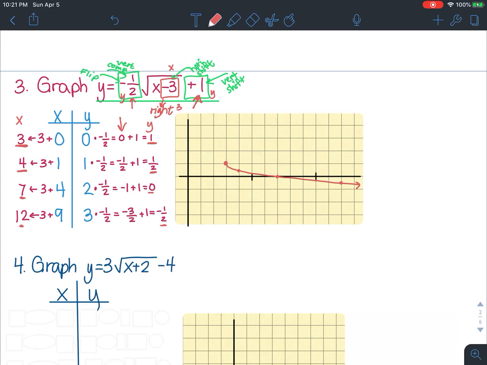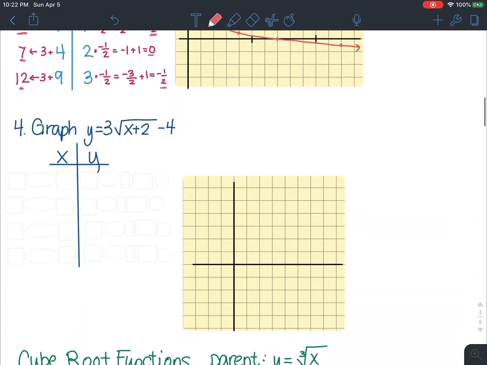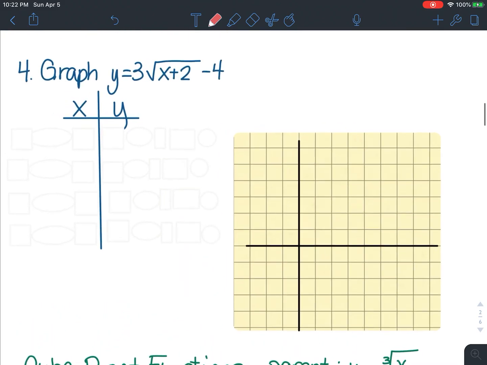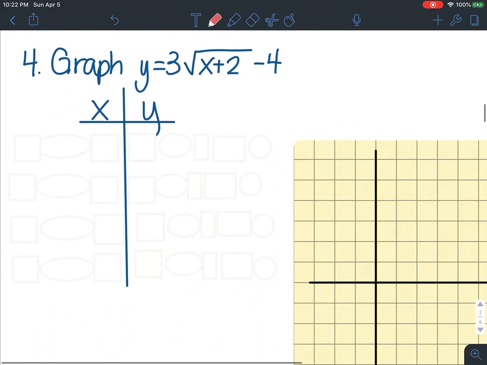Okay. Now, if you don't like the table and you're more comfortable with just working on a parent graph, I don't care at all. You do whatever works best for you. But if your system isn't working, I respectfully request that you consider my system. But as long as you get the right graph, I don't really care how you get it. Okay, let's try this other one.